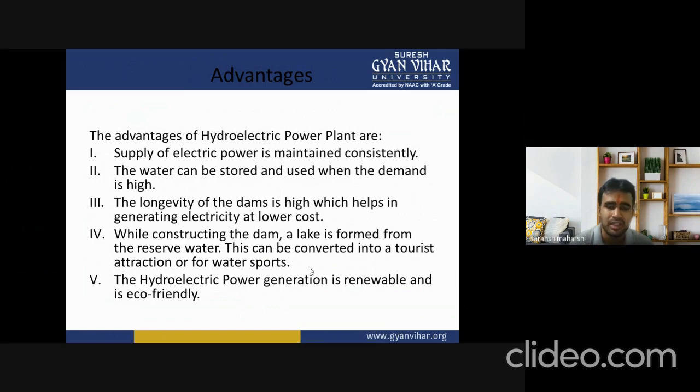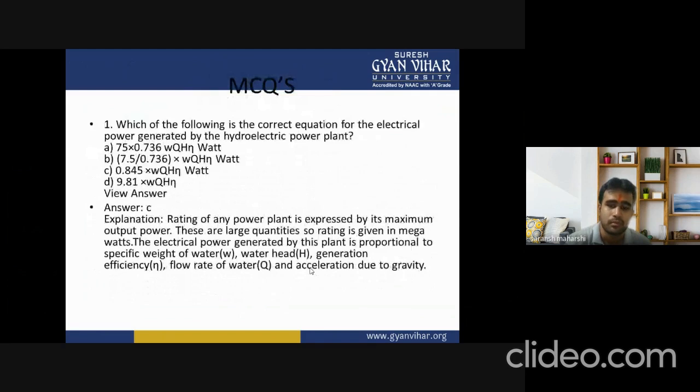While constructing the dam, a lake is formed from the reserve water. This can be converted into a tourist attraction or used for water sports. The next advantage is that hydroelectric power generation is renewable and eco-friendly.